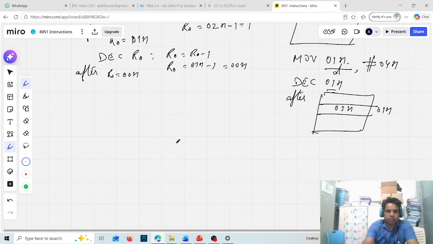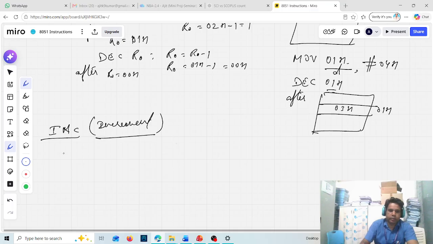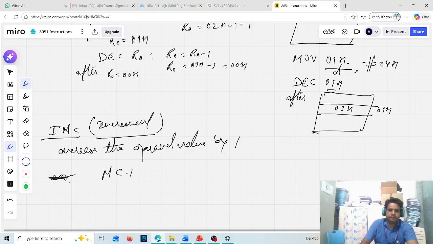So just opposite to this one is the INC instruction. INC means increment, so it is going to increase the operand value by 1. Example, and again here also the same. What is the syntax? INC, you can have here the operand as a register, or you can have a memory address. Both you can have.